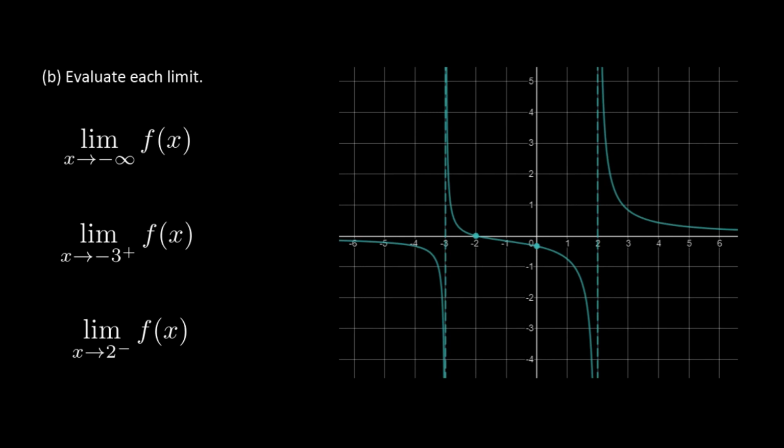Okay, now we just have to evaluate three limits. And the first one, x approaches negative infinity. So what is the limit of this function as x approaches negative infinity? And all that means is if x goes far, far left, what happens to our function values or our y values? And we can see that they're getting closer and closer to the x-axis. So of course the y values are getting closer and closer to 0. So we can say the limit of this function as x approaches negative infinity equals 0. And that, of course, is also our horizontal asymptote.